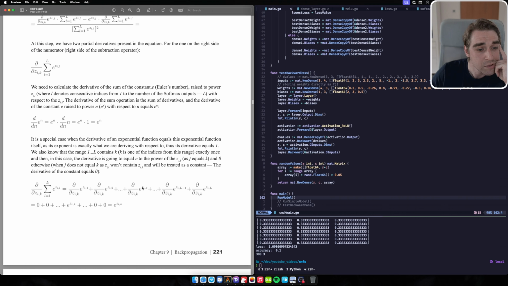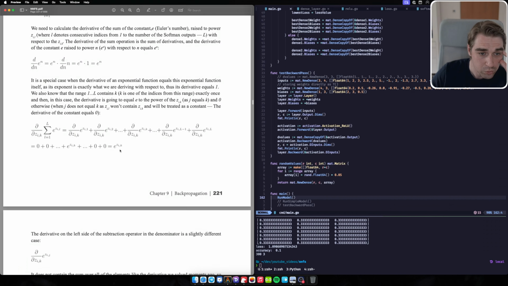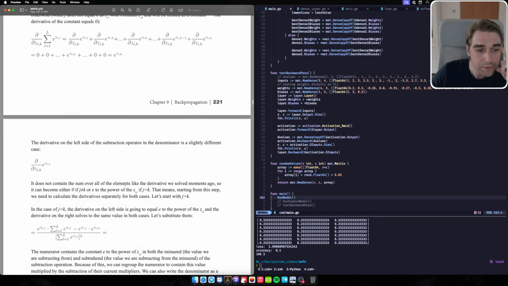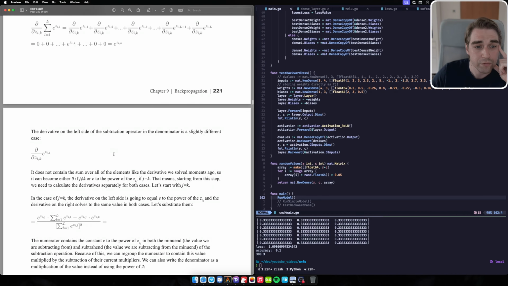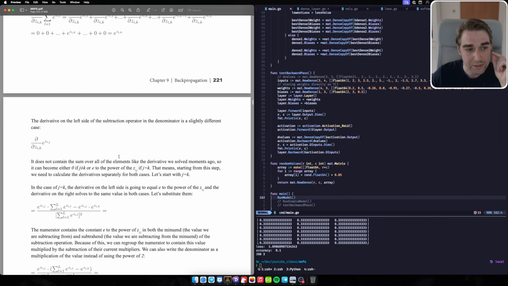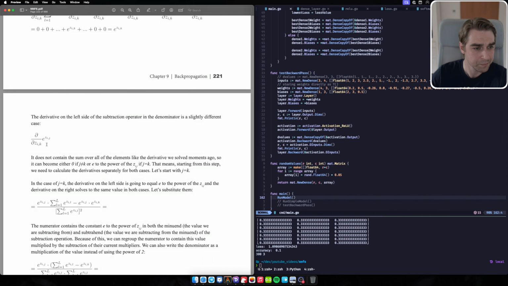So we have this sum, and only in one place it will be the same value, all others with respect to different will be 0, so this is why we have the same value. The derivative on the left side of the subtraction operator in the denominator is slightly different case, because here we have i, g and then we have i, k.